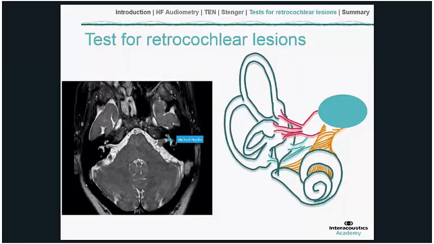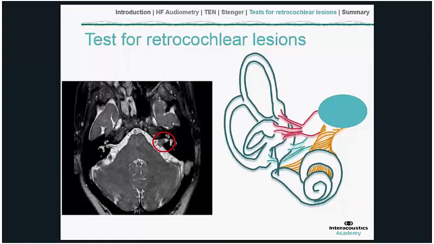And on the other side, again, we can just see parts of the labyrinth here, and that'll be the cochlea there. But what we see on this side is a lesion that's growing in the internal auditory canal, and that's a vestibular schwannoma. I'll just circle it there. So a space-occupying lesion which has a number of effects on the affected side.